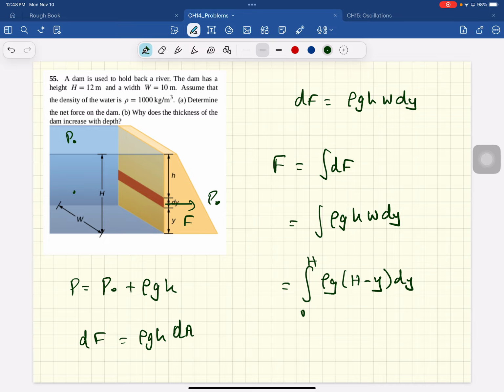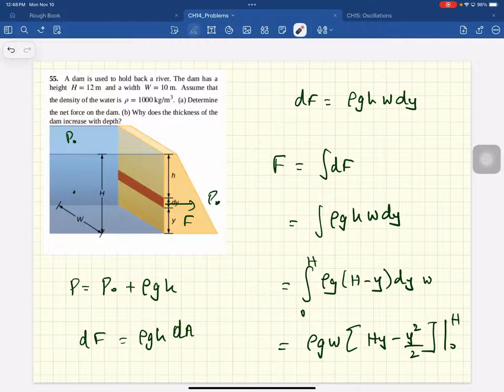So that was the most involved part. And now that we have written it as an integral, this integral is easy to do. So this is rho g w, that's a constant, times hy minus y squared by 2. And the limits of integration are 0 to h.